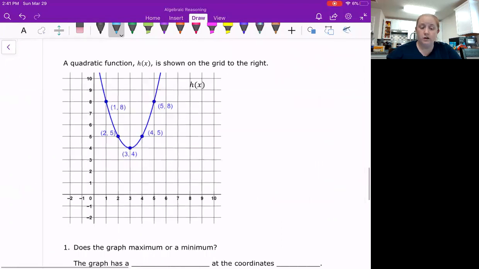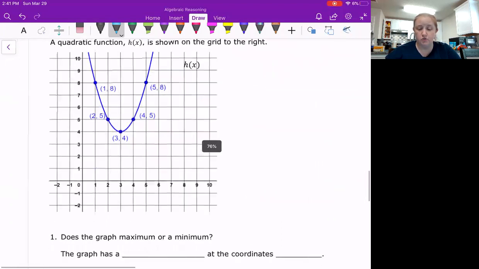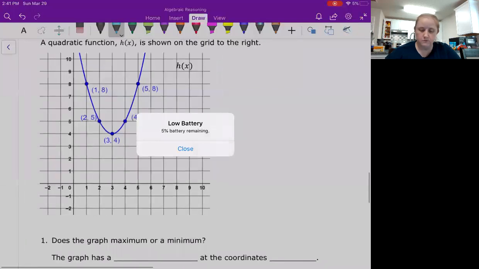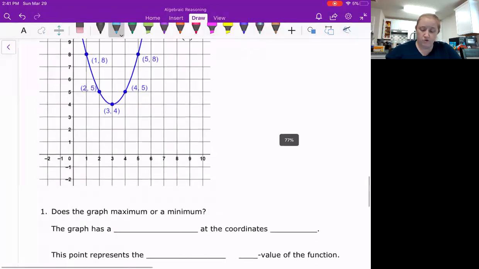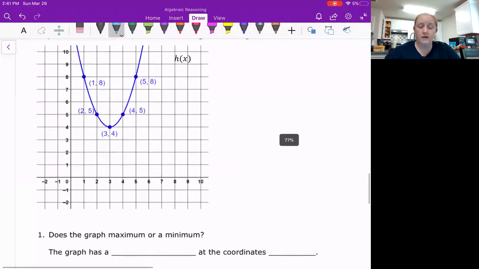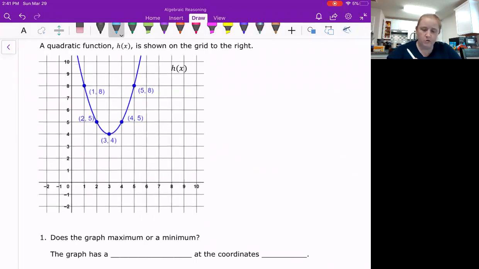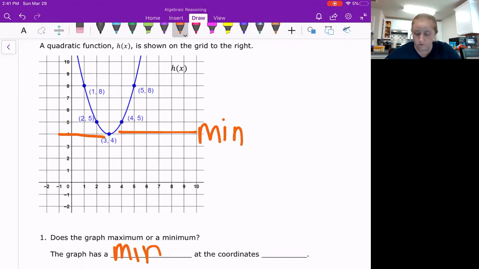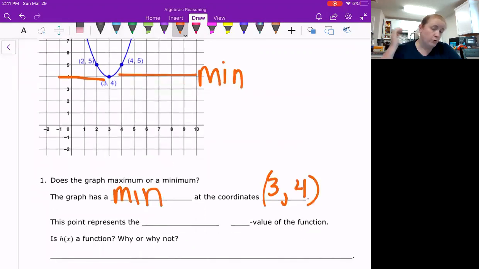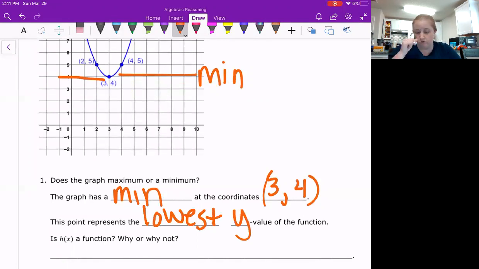All right, so let's try a new kind of graph here. A quadratic function is shown here on the grid, h of x. Does this original graph have a maximum or a minimum? Right now it does have a minimum value because it does have a lowest point at your coordinates 3, 4. Now this point represents again the lowest y value on the function.